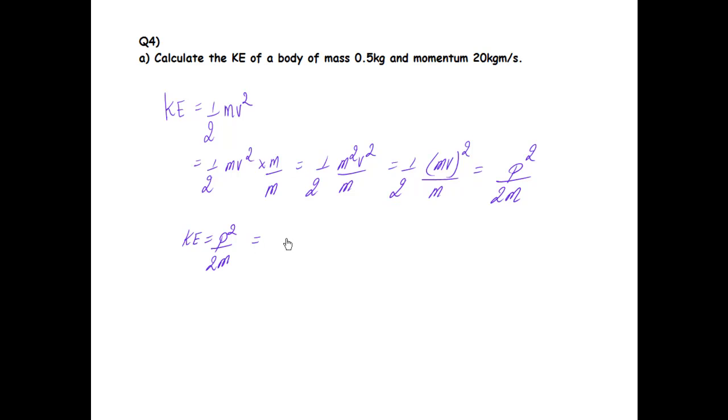So momentum is already given to us, that's 20 kg meter per second. So 20 square divided by 2 into mass, which is 0.5 kg. So denominator turns out to be 1, and therefore the kinetic energy is 400 joules.